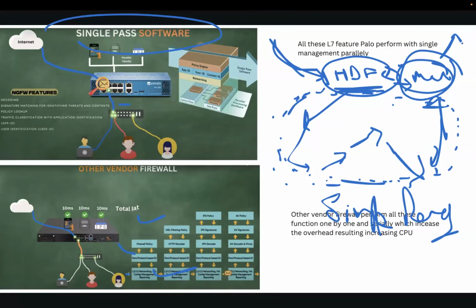Don't you think this method is convenient for any employee or any user? Anyone? Yes, it is very convenient compared to the other one, which the other vendors' firewalls are using. Now, what is the difference then? One more difference. This is the single pass. This is the example of single pass.